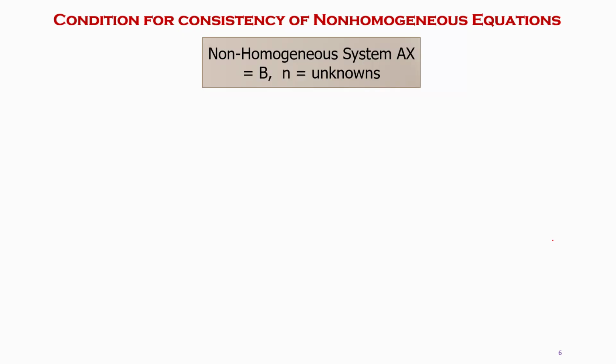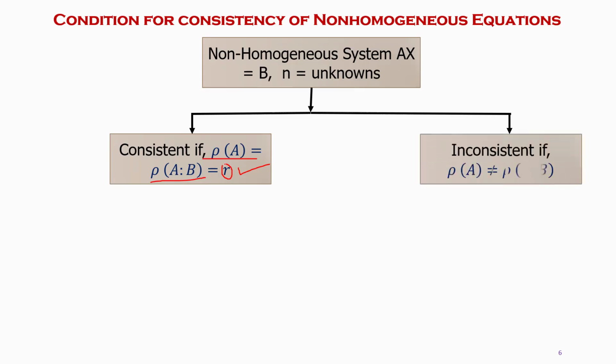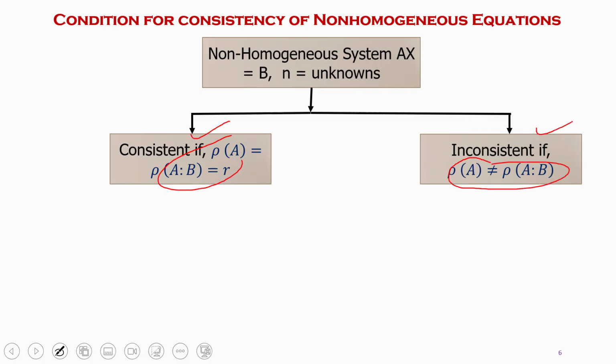This can also be described in the form of a chart. For the non-homogeneous system Ax = B, where n is the number of unknowns, there are two varieties. The first one is called consistent: the rank of A is equal to the rank of the augmented matrix, which is equal to r. The second is that the rank of A is not equal to the rank of the augmented matrix. If they are equal, we say the system is consistent. If they are not equal, we say it is not consistent, or inconsistent.